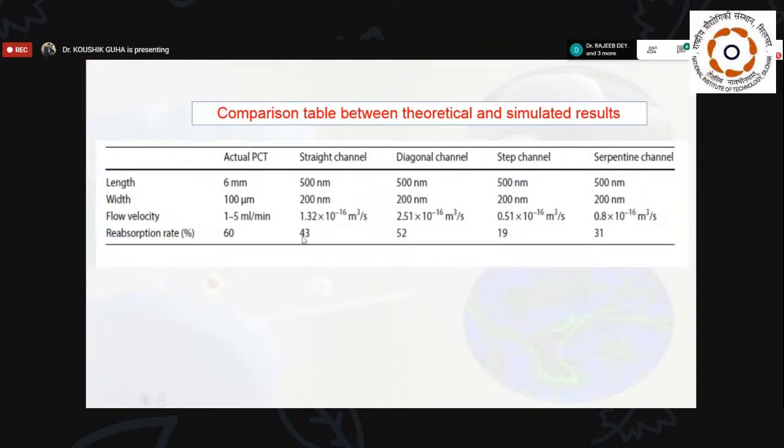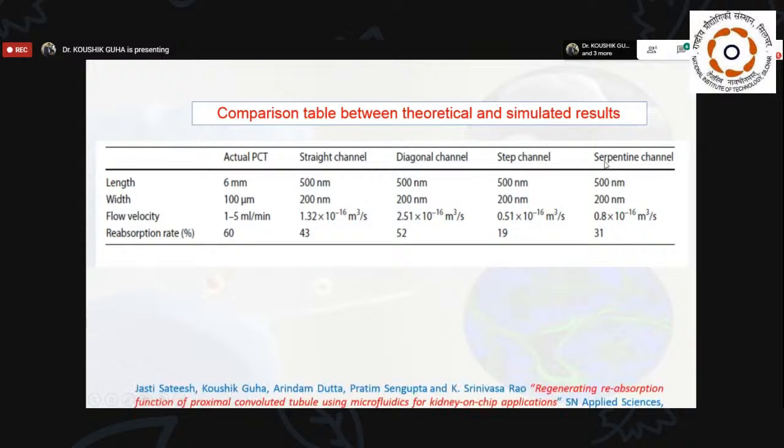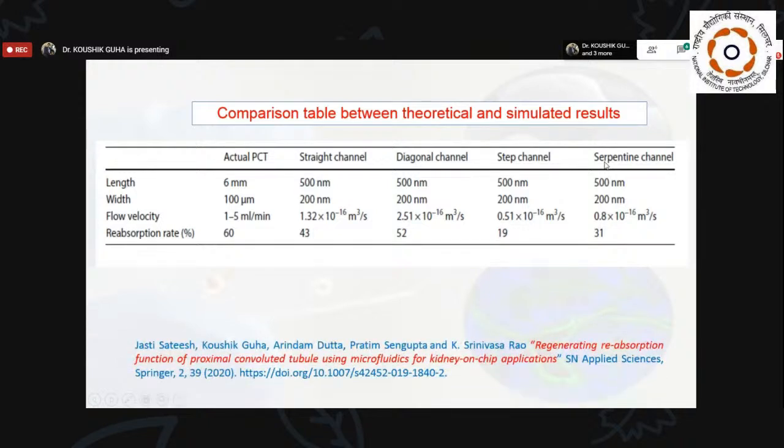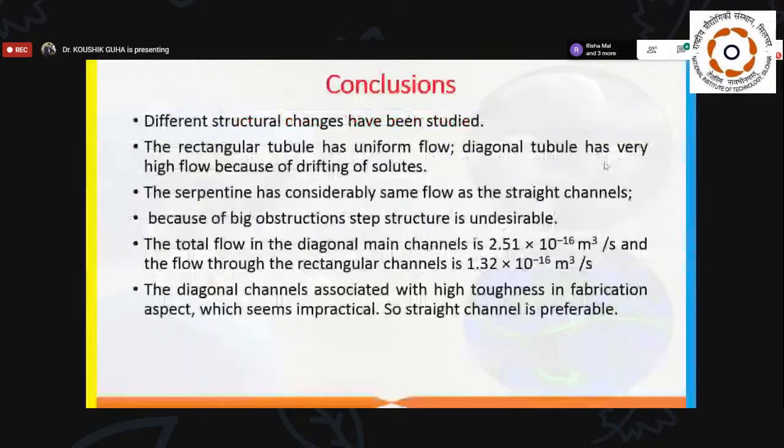So these are our findings for the straight channel, diagonal channel, and serpentine channel. You can see that we have got almost 43%, 52% reabsorption in the diagonal channel, and very small in the other two channels. So this work was published in 2020, in the same journal, Applied Sciences.